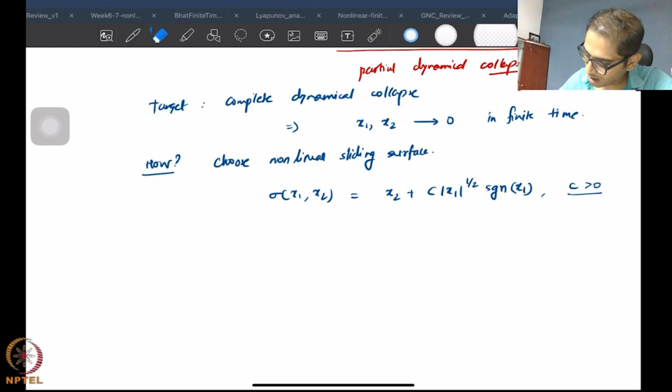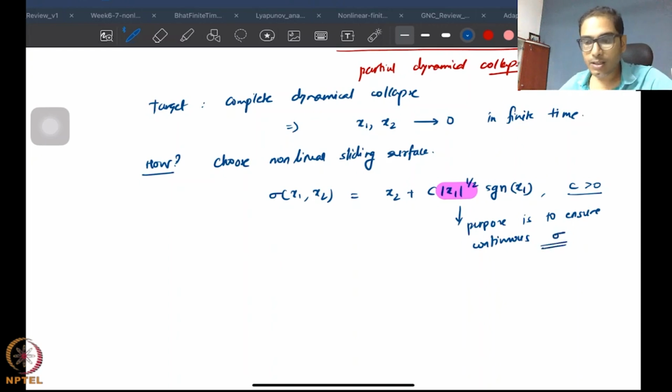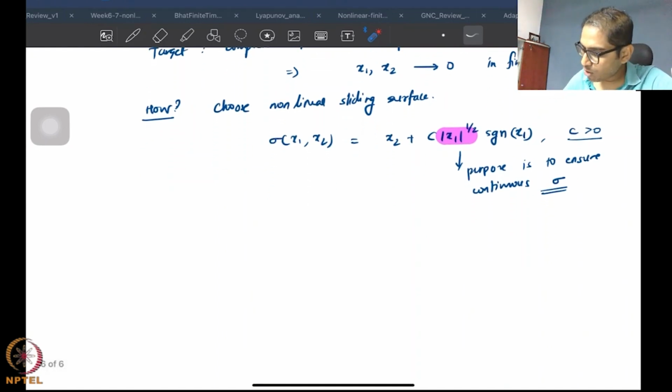So as I said, the purpose is to ensure continuous sigma, because if it is not continuous, then sigma equal to 0 is not a surface, and therefore the idea of sliding mode, sliding surface, sliding manifold is not possible. It has to at least be continuous, and that is what this term does, right? Now what do we know about this guy?